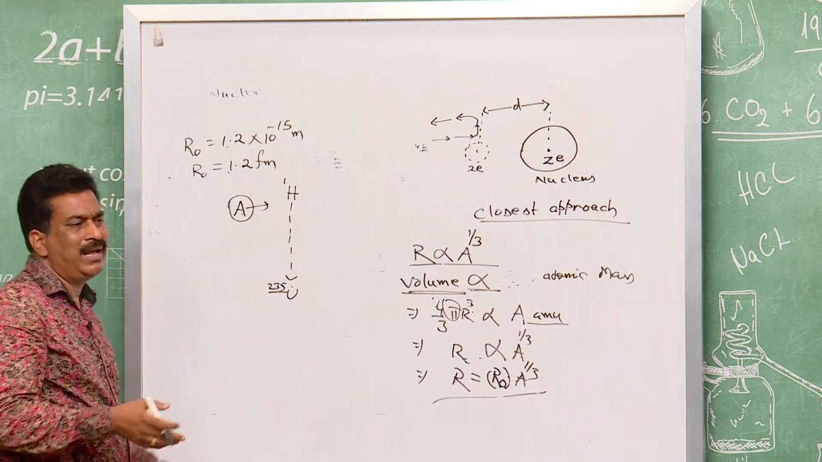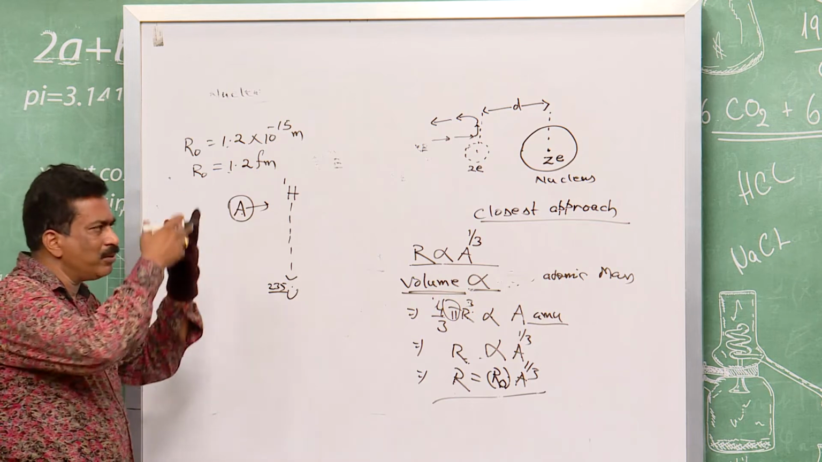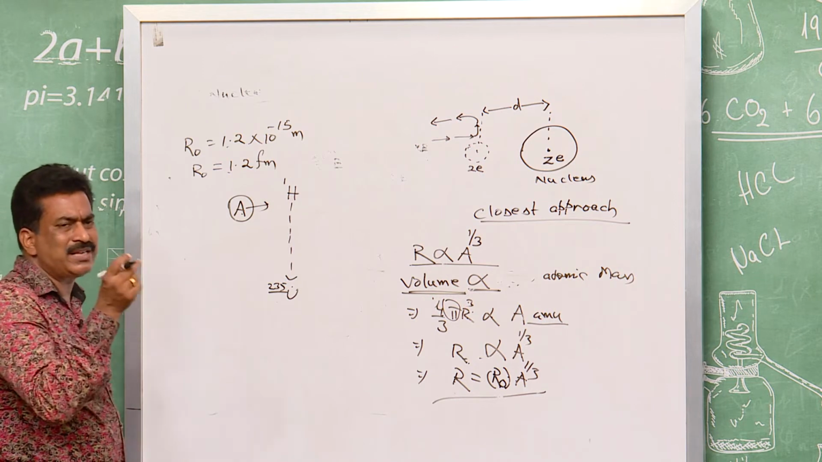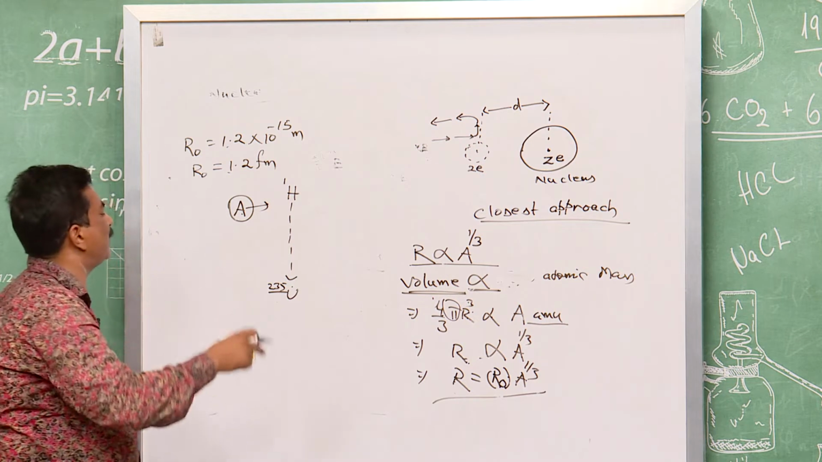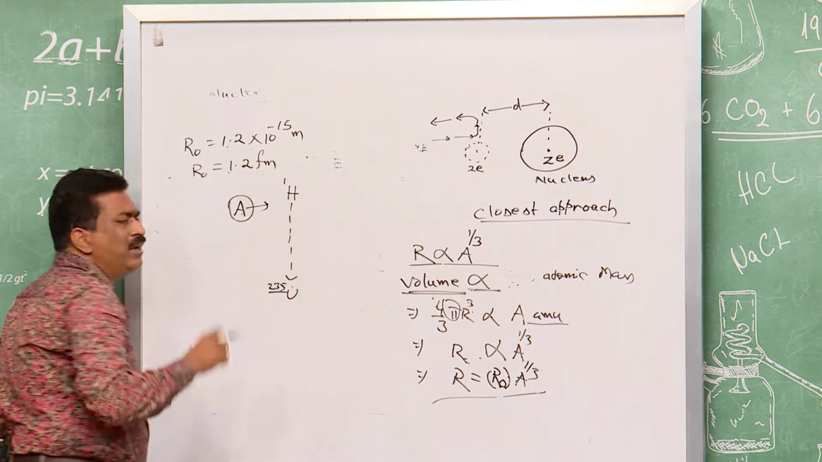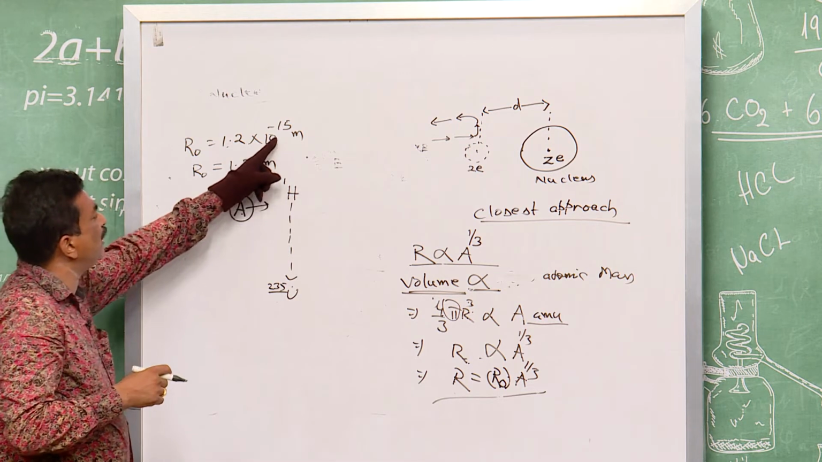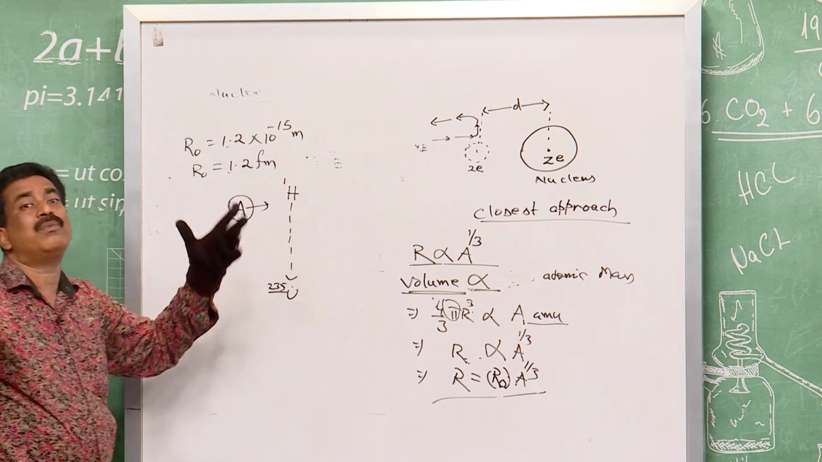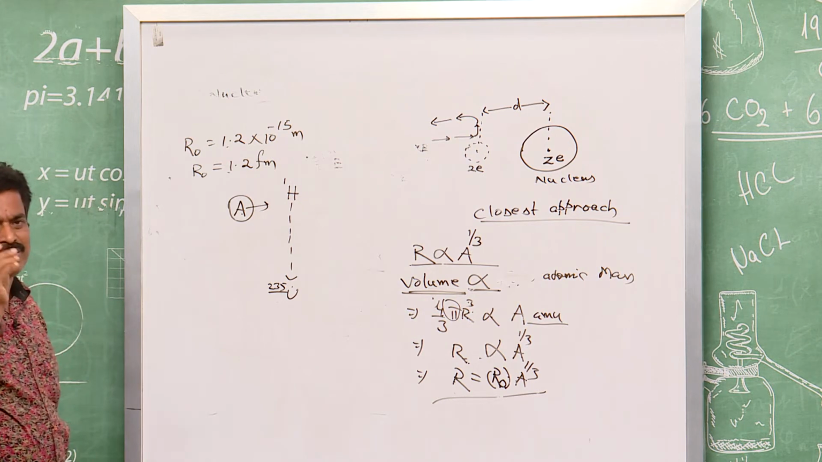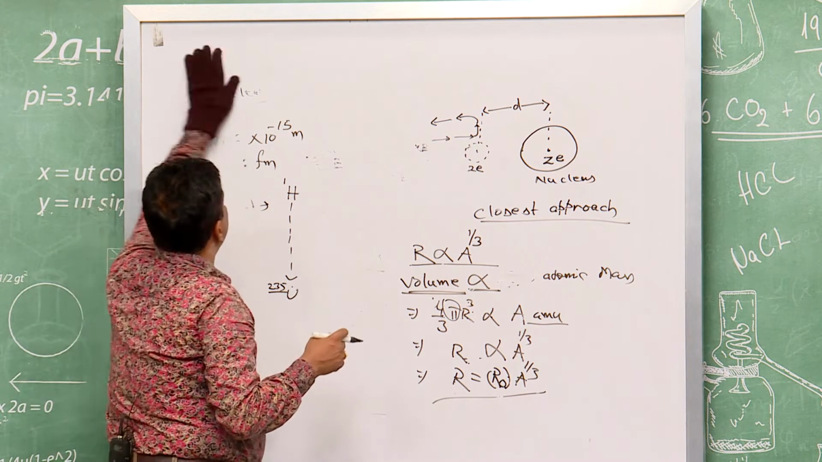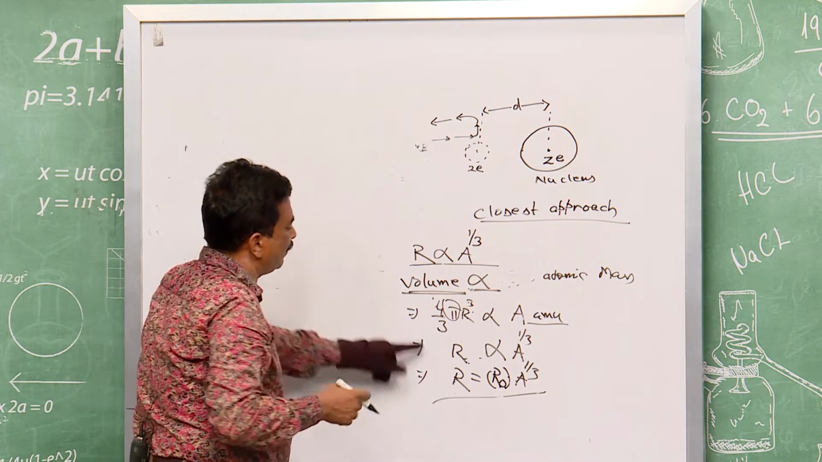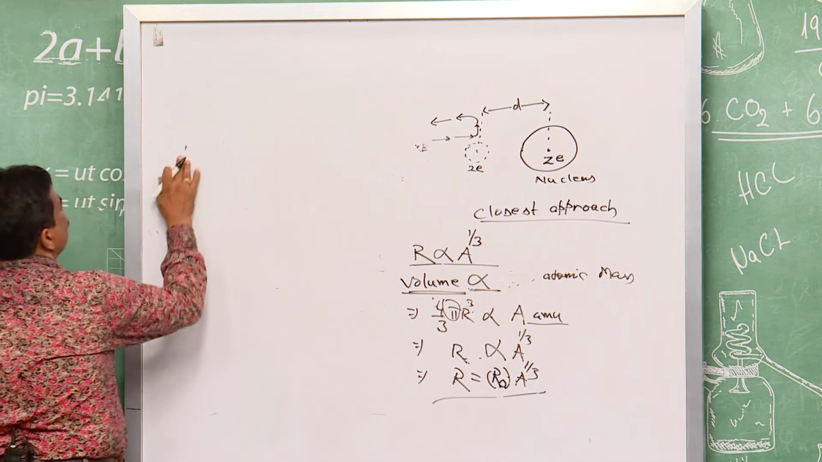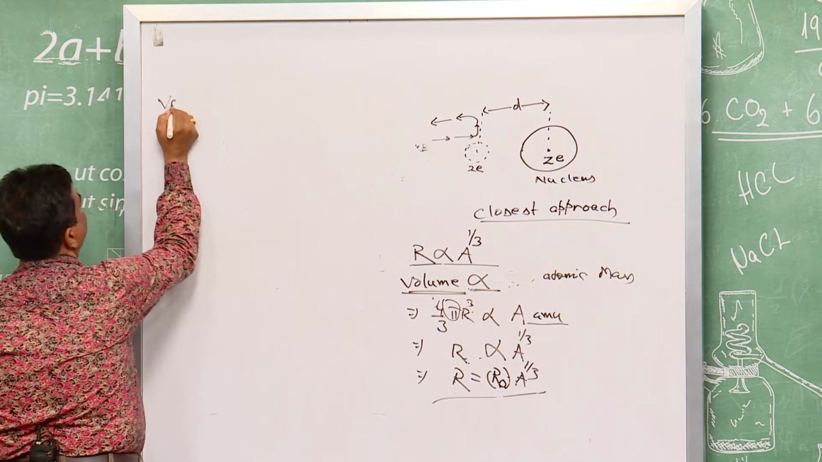But never think that if the size is increasing it will be visible to the naked eye. It will not be visible. That is the most concentrated matter, and its size is very small. You see that R0 is 10 to the power of minus 15 meter. Just imagine how small that is. So this is the size of the nucleus. From this we get the relation R equals R0 A to the power of 1 by 3.